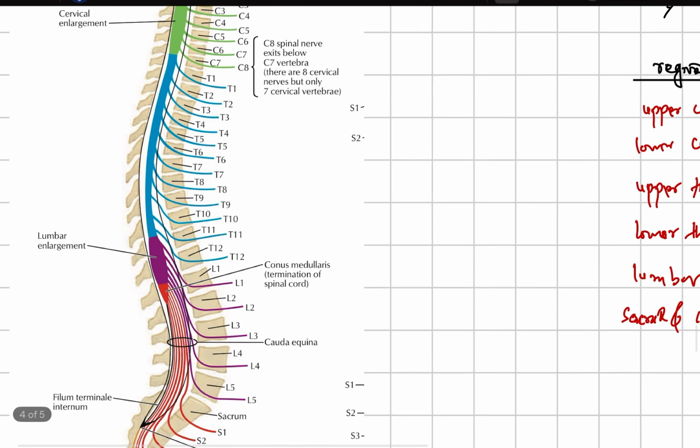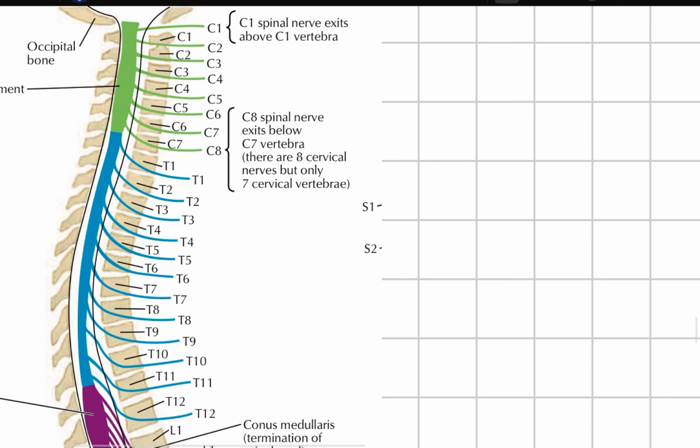Like in this image, when we look at C6, if here is the C6 cervical segment and you count the vertebrae, 1 2 3 4 5 6, here below is the C6 vertebra, but above it is the segment C6. So it is one above, and we can look at it in this way.